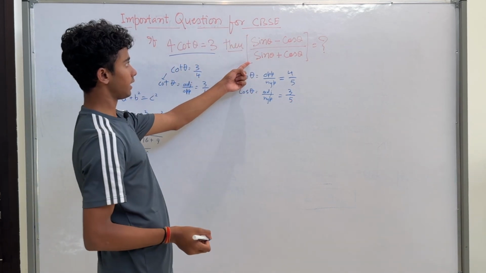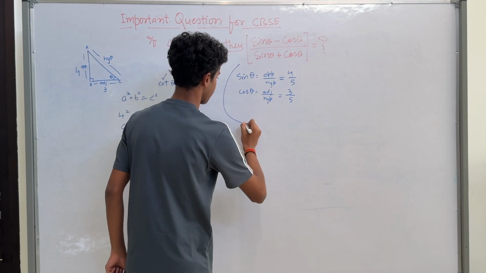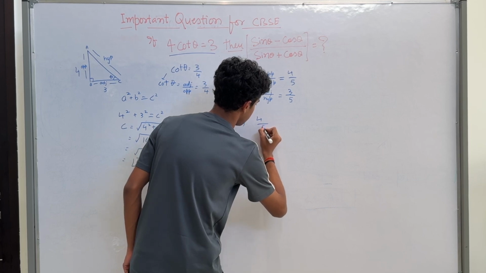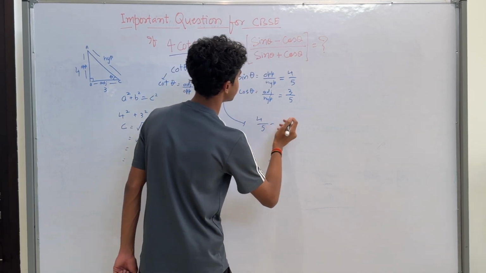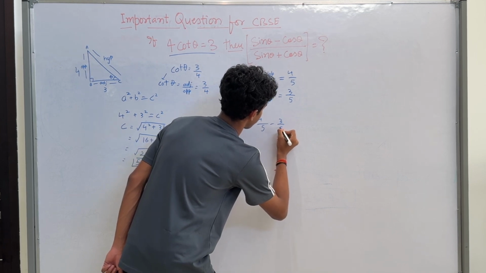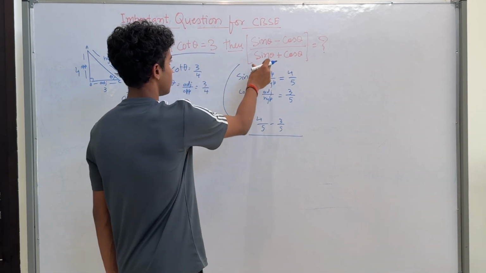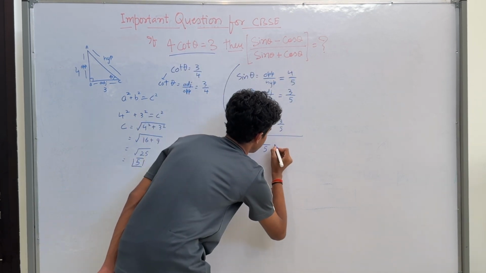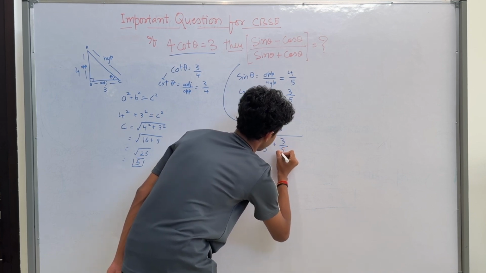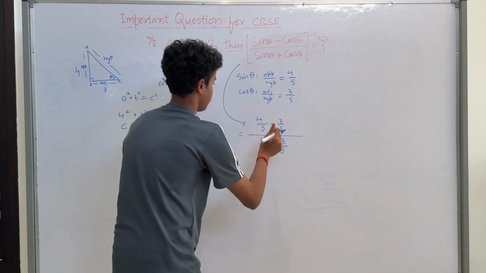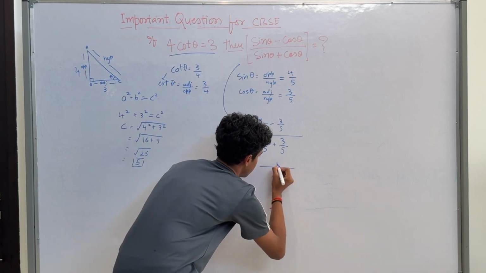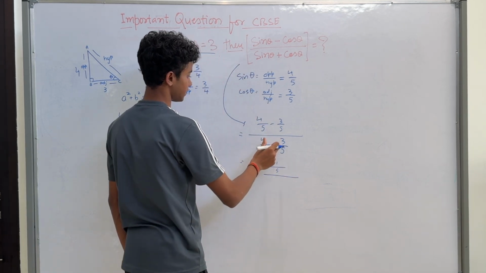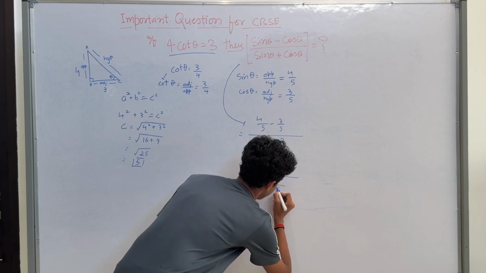Now let's substitute the values in this. So we got sine theta, which is 4 by 5, and then minus cos theta, which is 3 by 5, upon sine theta 4 by 5, and then there is cos theta, which is 3 by 5. Simplify it. 4 minus 3 is equal to 1 by 5. And the second one, 4 plus 3, 7 by 5.